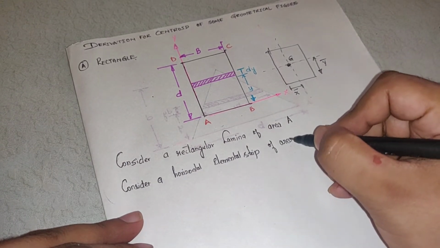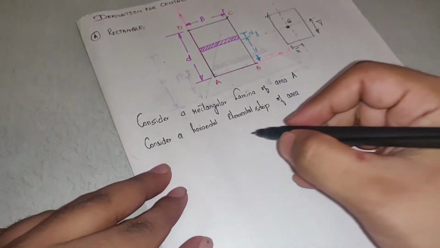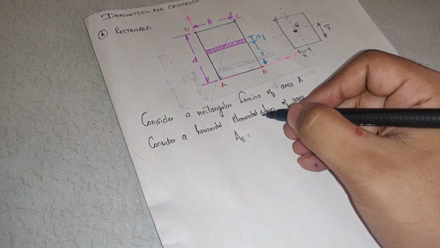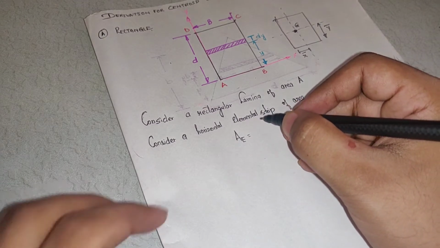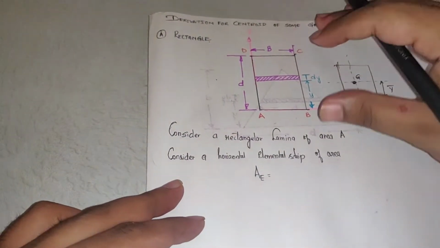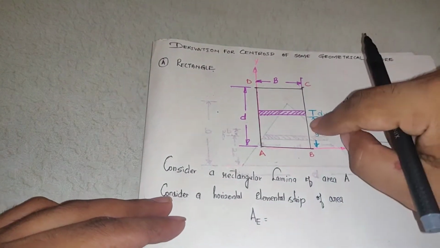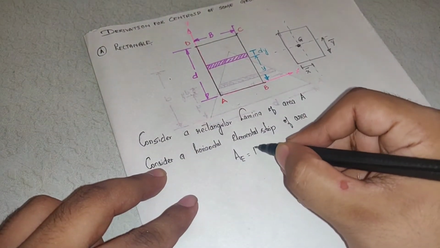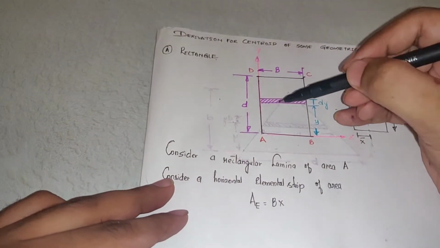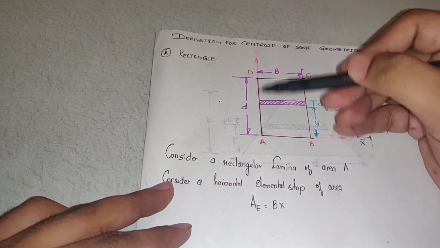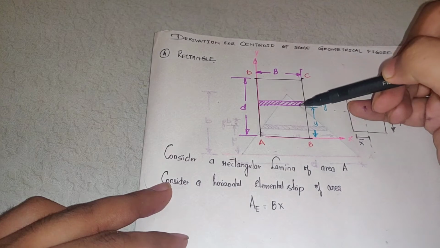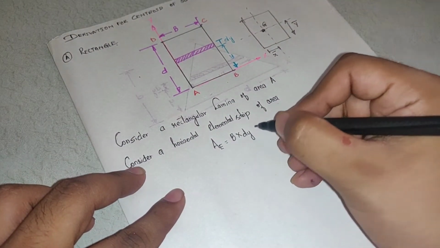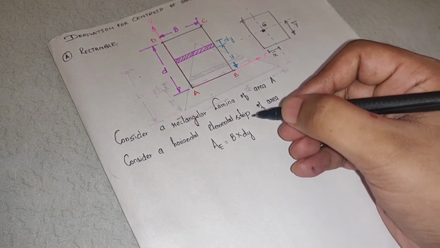of area, which I'll call A suffix E. What is the area of the elemental strip? What is the width of the elemental strip now? The width of the elemental strip is the same as this, so I'll call that B. What is the depth of the elemental strip? The depth of the total rectangle is D. What is the depth of this elemental strip? It is dy. So what is the area of this elemental strip? It is B into dy.